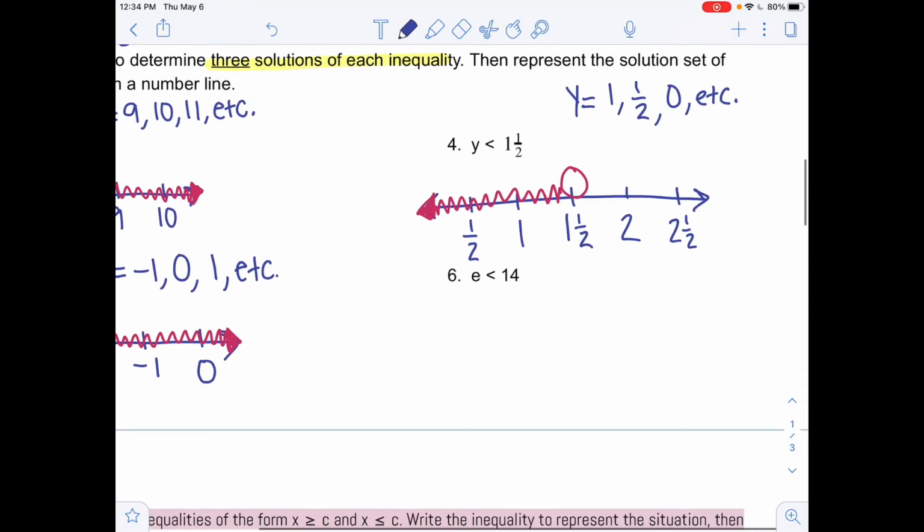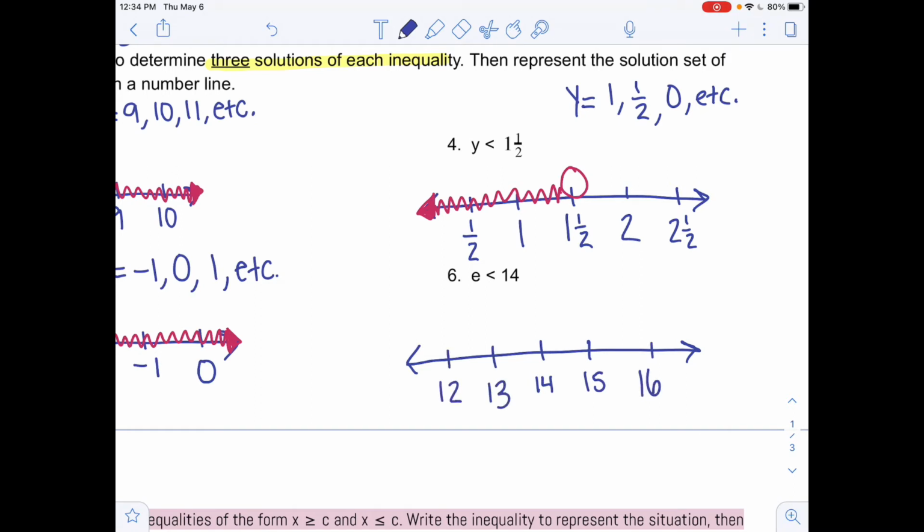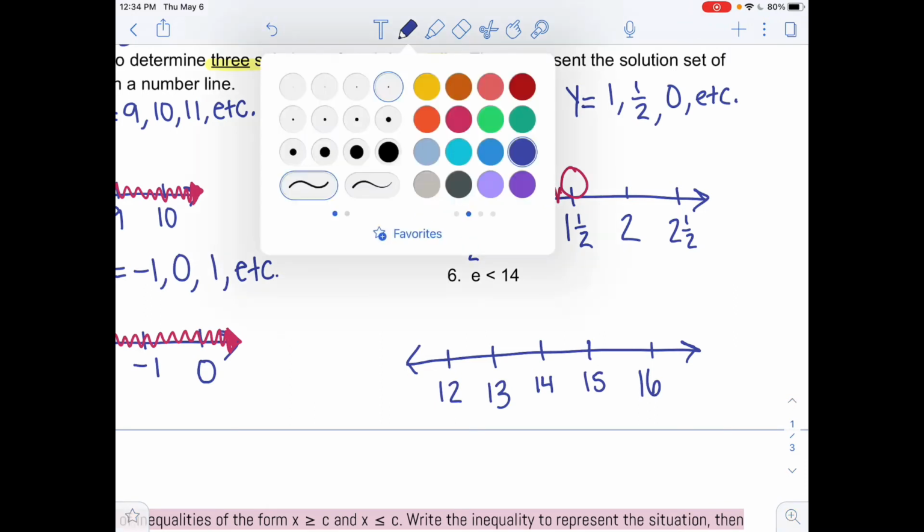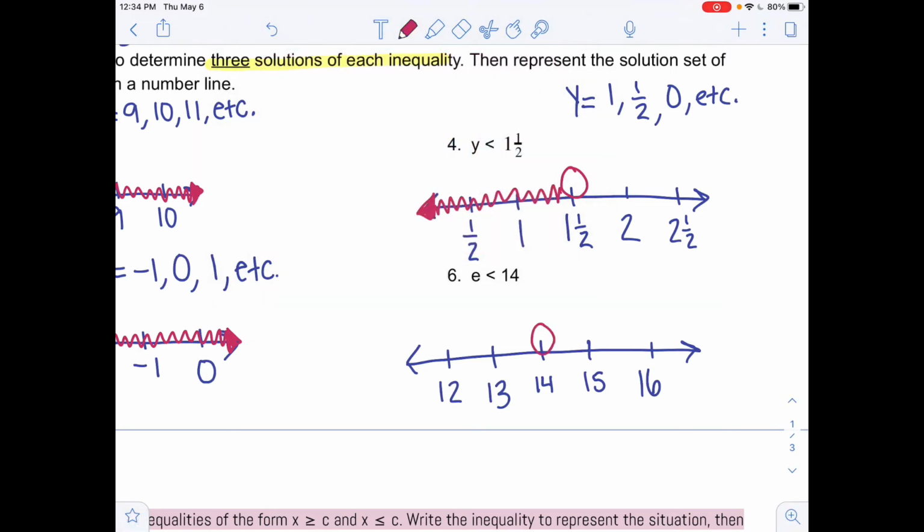And number 6, e is less than 14. I'm going to start with my graph. 14, then I'm going to count up 15, 16, 13, and 12. I'm going to put my open circle on 14. E is less than 14, so I'm going to shade everything to the left. That would be less than 14. So e could be 13, could be 12, could be 11. Again, anything less than that.